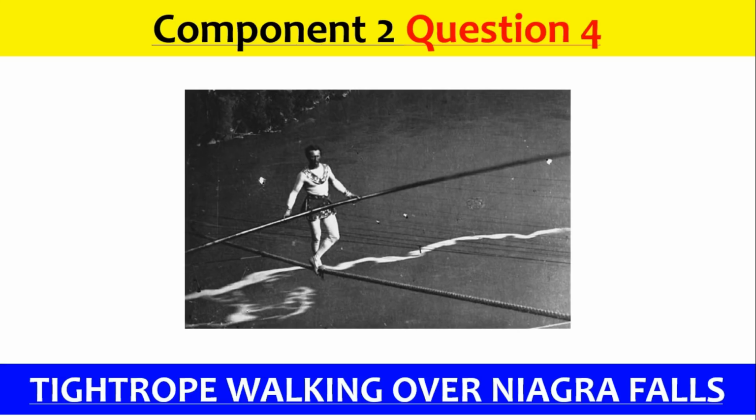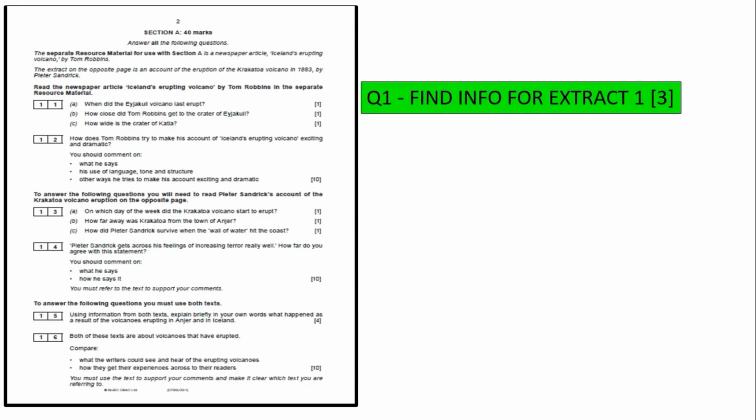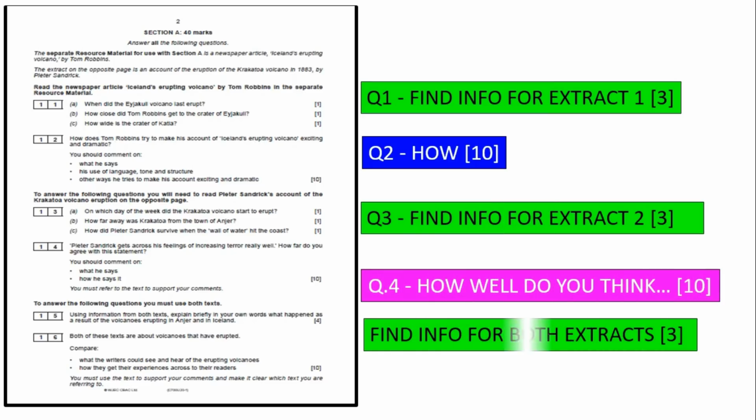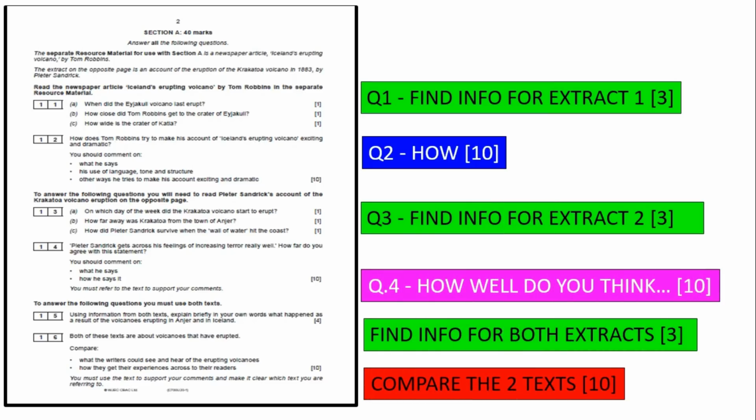Okay, question 4, paper 2, Tightrope walking over Niagara Falls. This is the November 2018 reset. Okay, question 4. So this is how the questions sort of line up on all the exam.